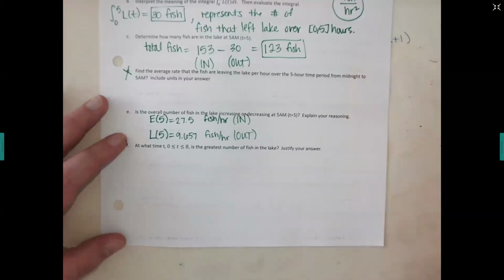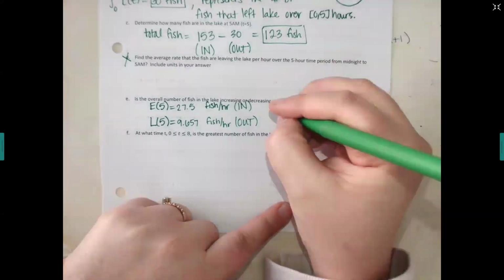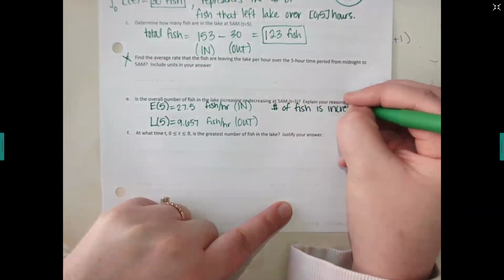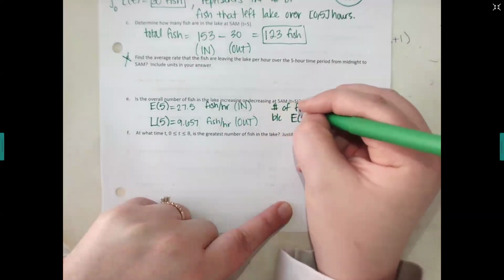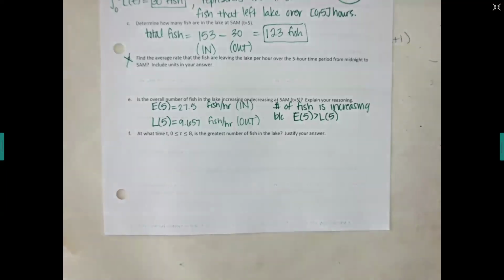So overall, which of those rates is bigger, the in or the out? Which is a bigger number? In, then overall, the number of fish is going to be increasing. So we'll put over here, number of fish is increasing because E of 5 is greater than L of 5. Okay, but what that means is the rate they're coming in is faster than the rate that they're leaving. So overall, you would see a build in how many fish.